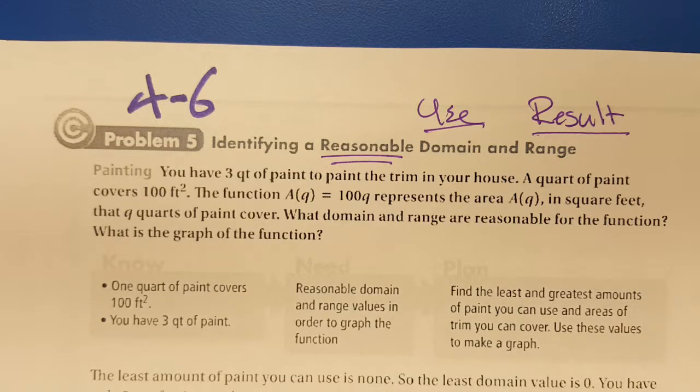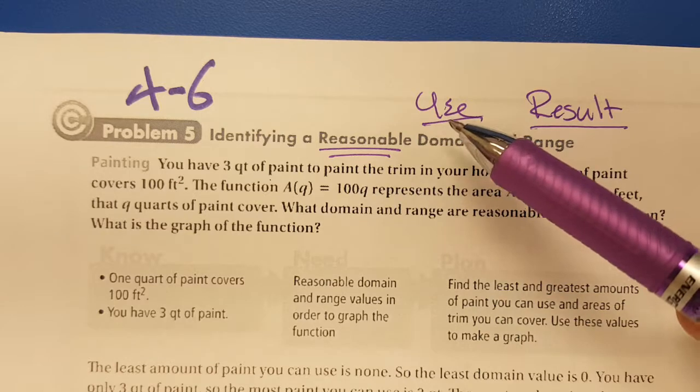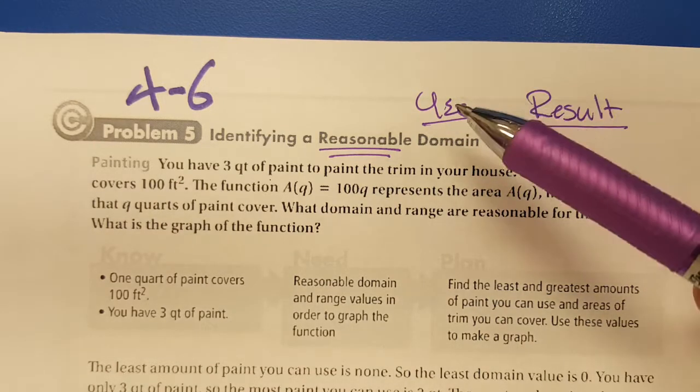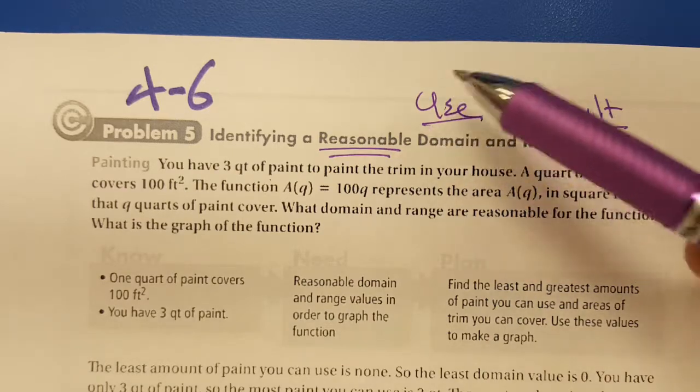All right, problem number 5 from the 4-6 notes. We're trying to identify a reasonable domain and range. Now, in story problems, the domain is normally the numbers that you can use that make sense, and then the range would be the result of the numbers that make sense. So this is kind of the whole goal.